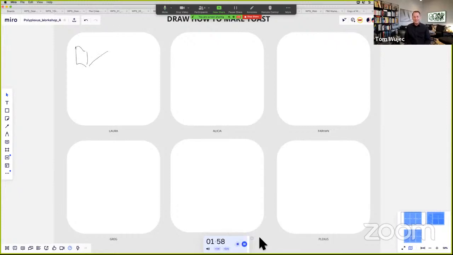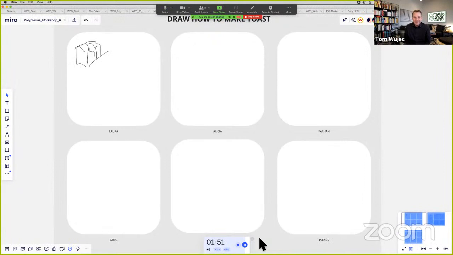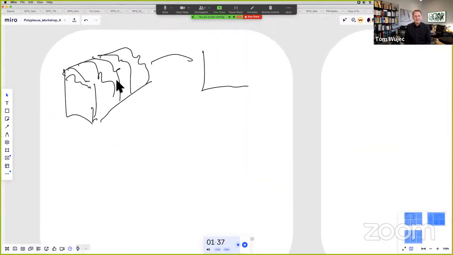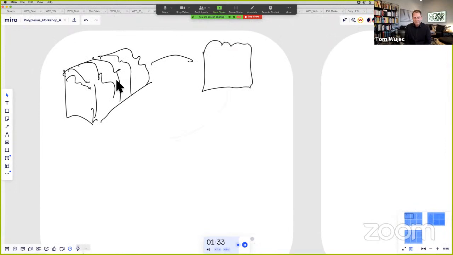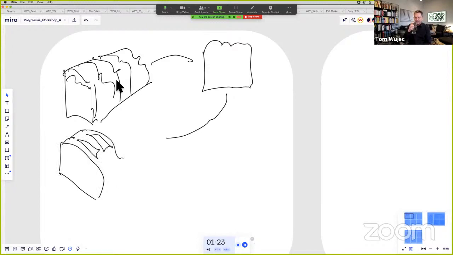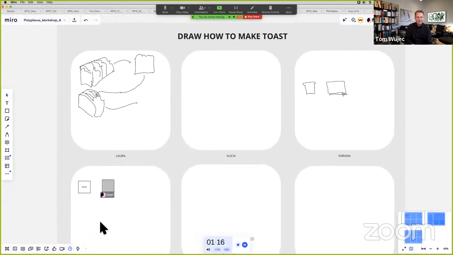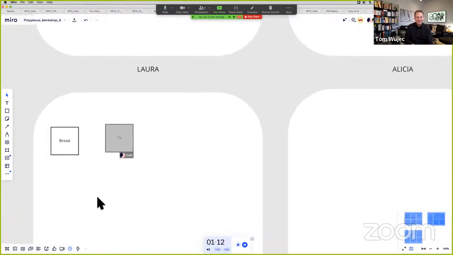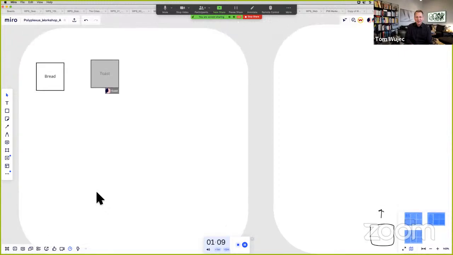I will guarantee that deep lessons of creative collaboration and visual thinking will be revealed as you draw your system of how to make toast. No words. Complete the drawing of how to make it.